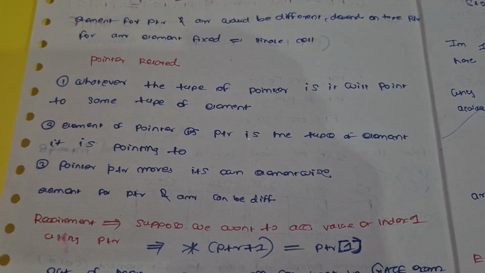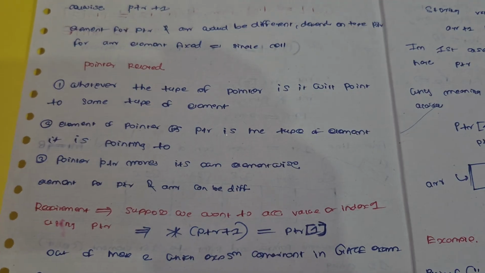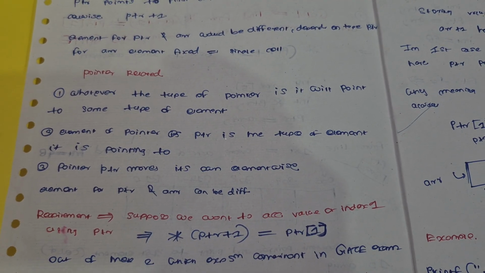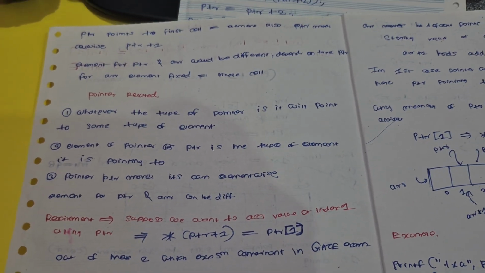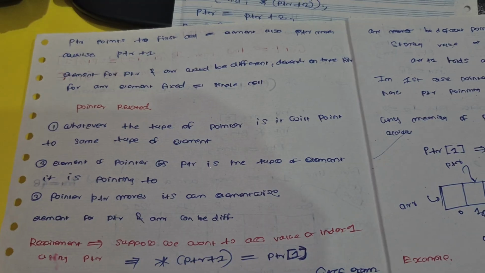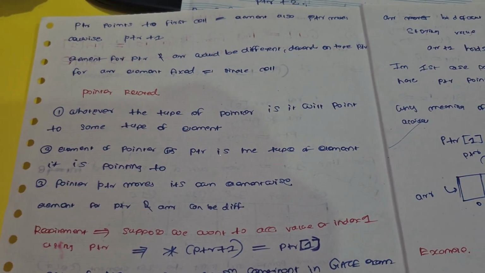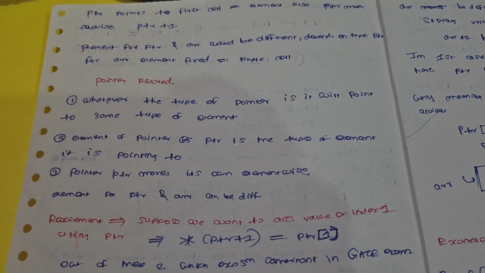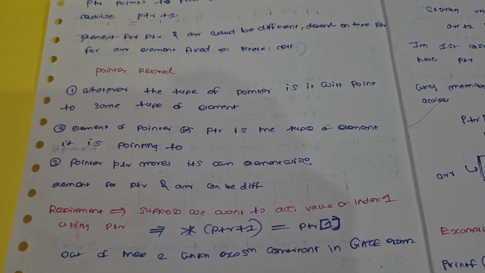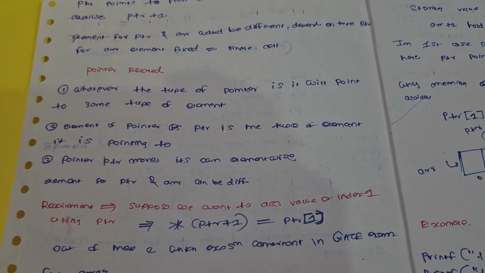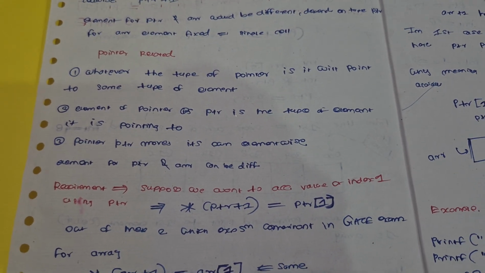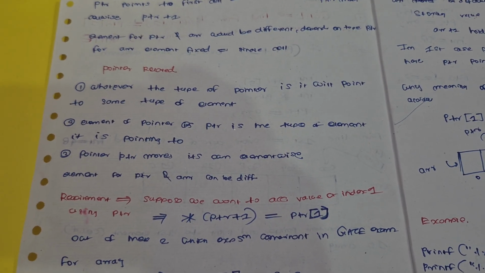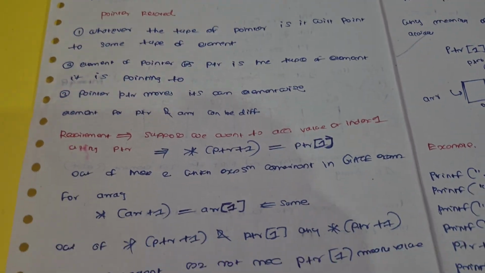So there are a few points related to pointers. Whatever the type of the pointer is, it will point to the same type of element. It was an integer pointer, so it would point to an int element in the array. The element of a pointer is the type of element it is pointing to. A pointer moves by its own element size. Again, the element of the pointer and the array can be different.